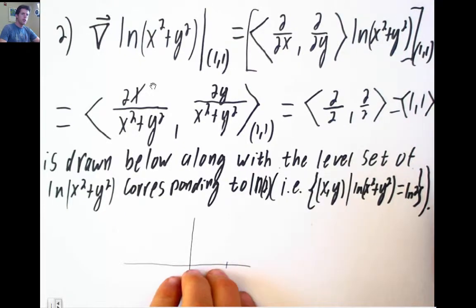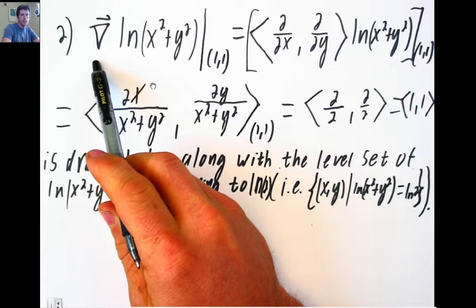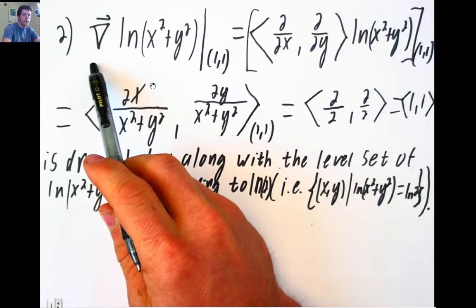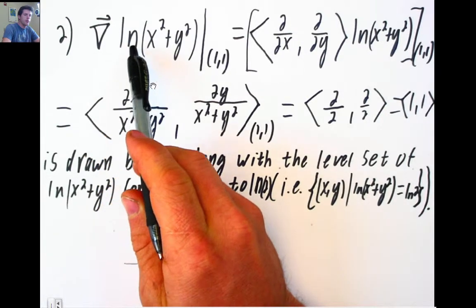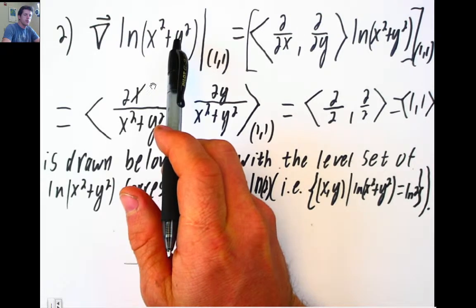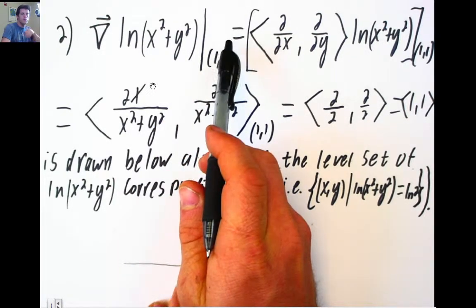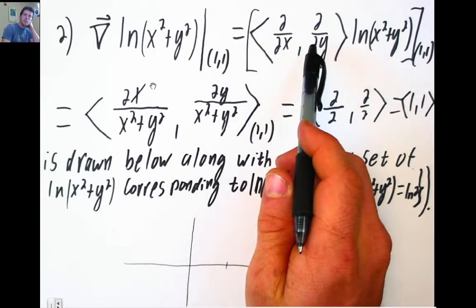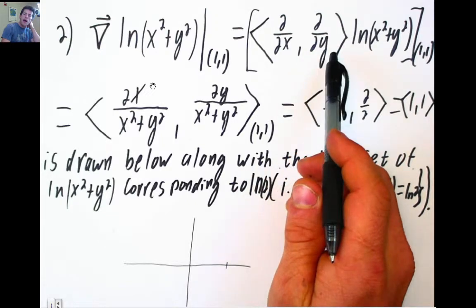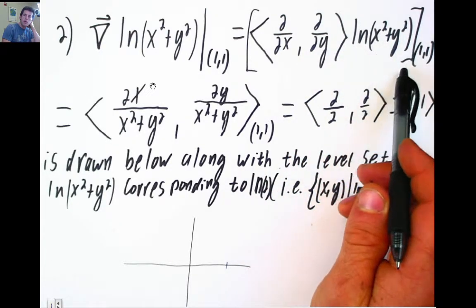Okay, here in number 2, I'm writing, this is red, all this math symbology is shorthand for English words. The gradient of the natural log of x squared plus y squared, evaluated at 1, 1, is equal to, let's see, the vector whose components are d/dx and d/dy, the operators, acting on the natural log of x squared plus y squared, and then evaluate at 1, 1.